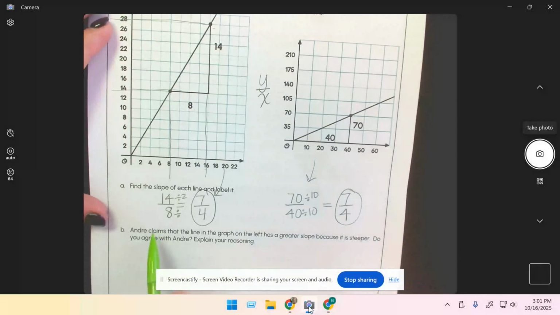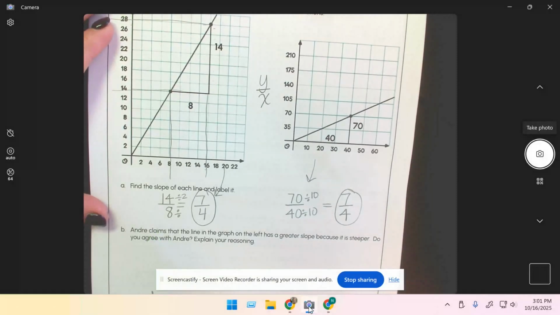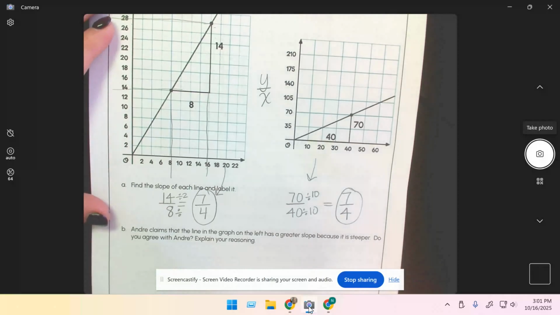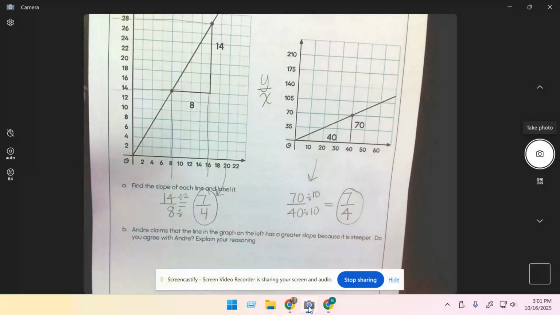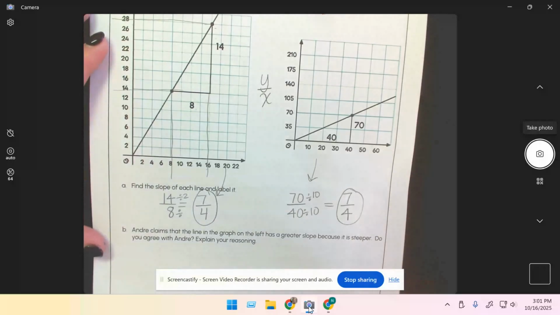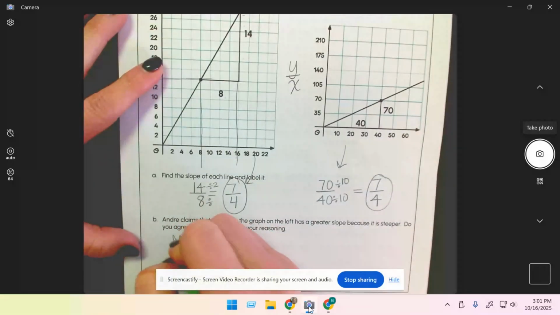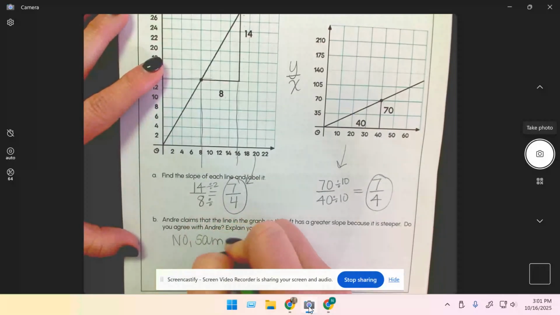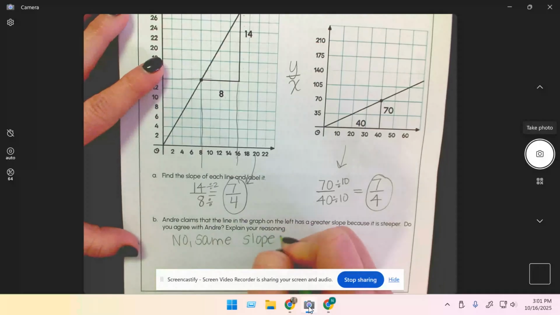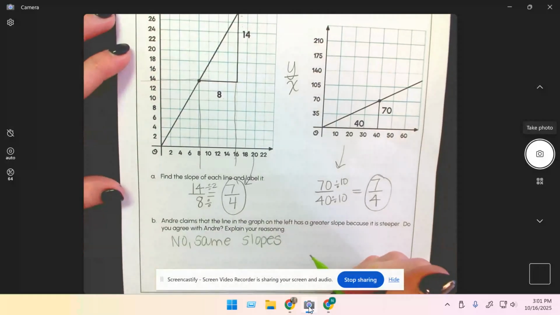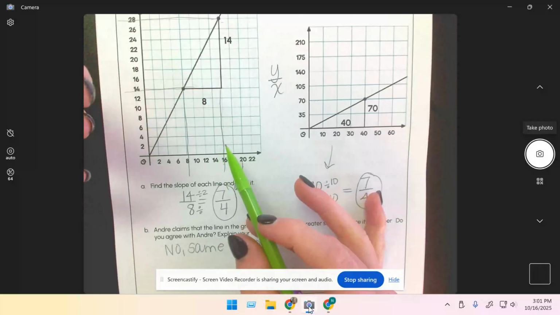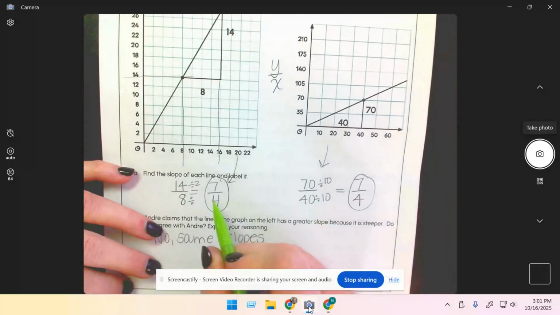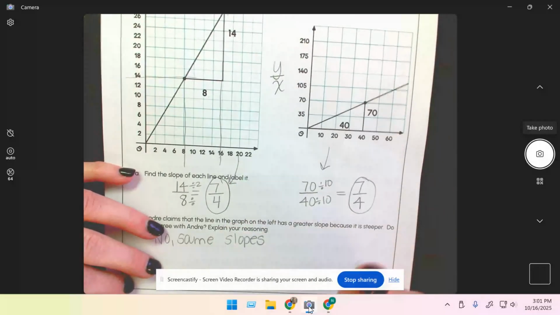Okay. Let's read B. Andre claims that the line in the graph on the left has a greater slope because it's steeper. Do you agree? Well, yes, I agree that this line is steeper, but does it mean it has a greater slope? No, our slopes are the same. And really, we can go into more detail and say it's because of how the X and Y axis are labeled that that line is steeper. So really you just got to focus and see how we simplified, and it was much easier for us to see that they have the same slopes. All right, you can flip that over.